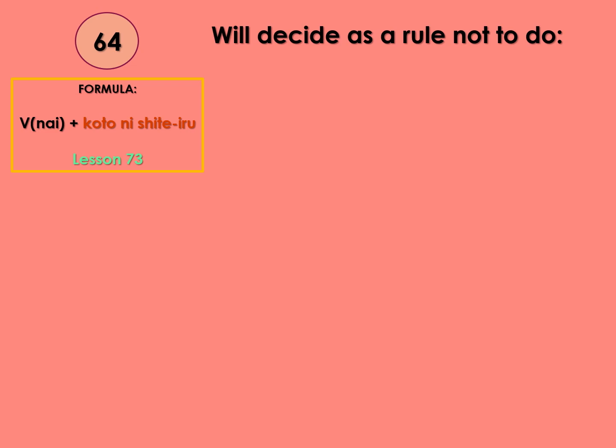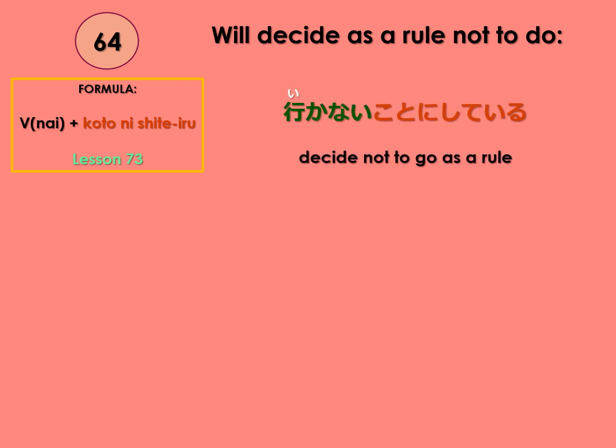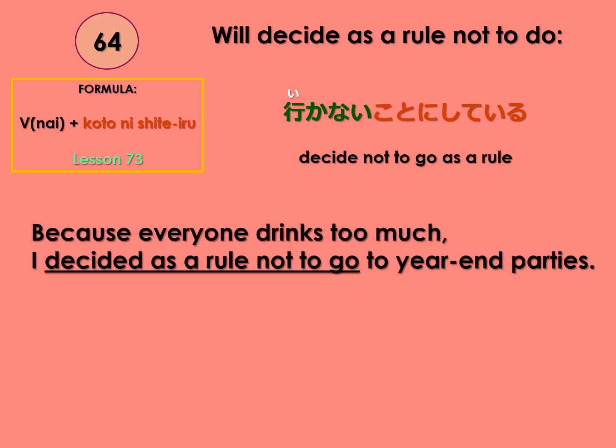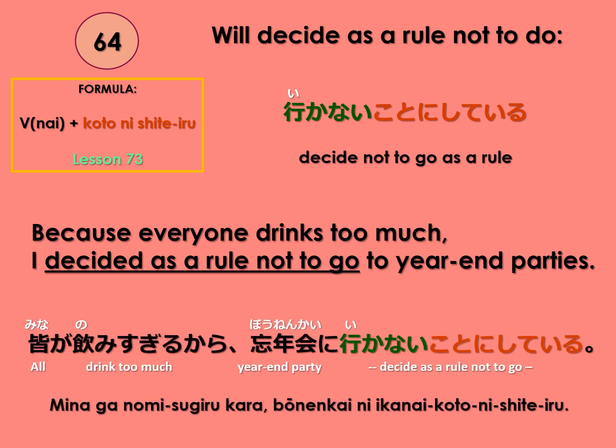64番 will decide not to do as a rule. ないことにしている。Still in lesson 73. Will decide not to go as a rule. 行かないことにしている。Because everyone drinks too much, I decided as a rule not to go to year-end parties.